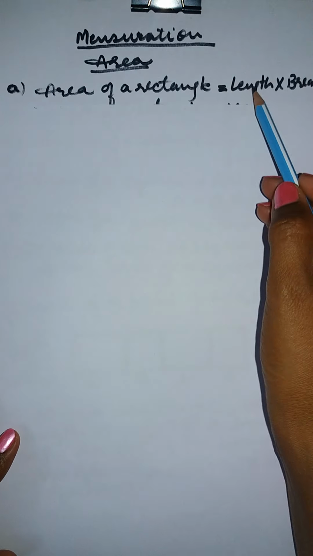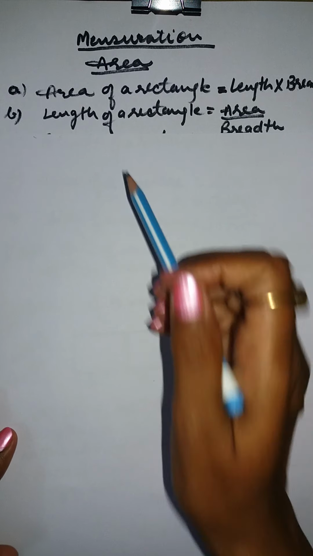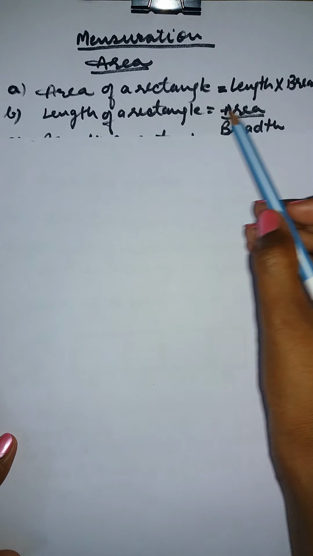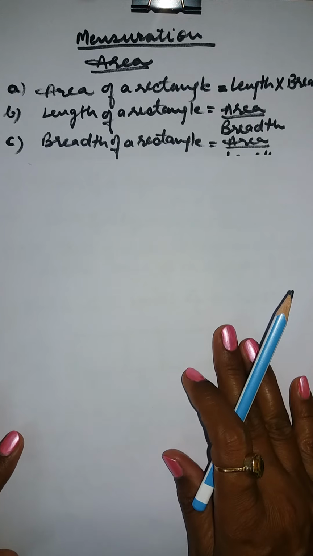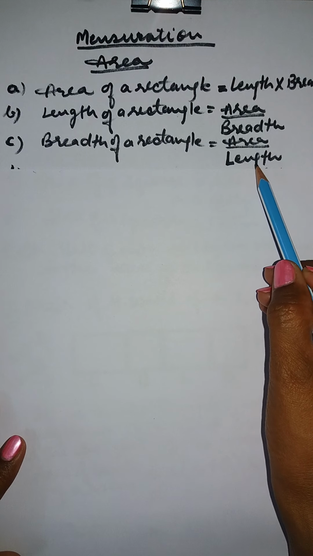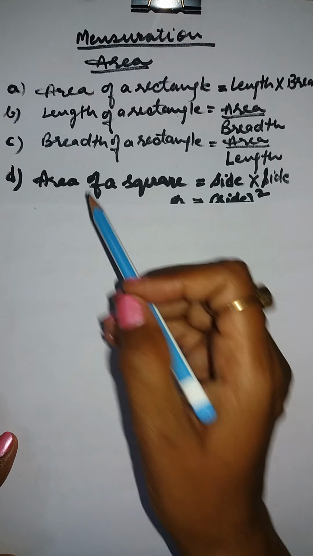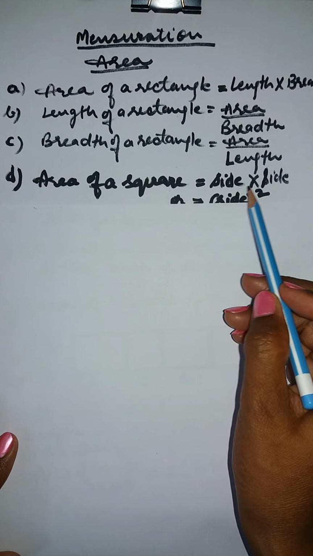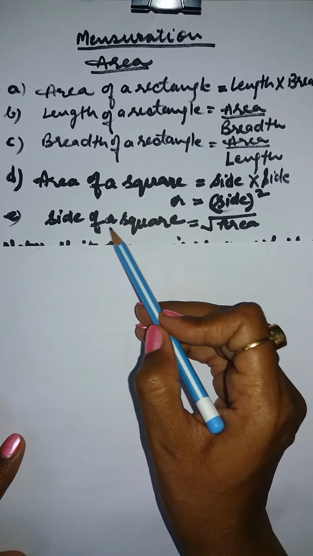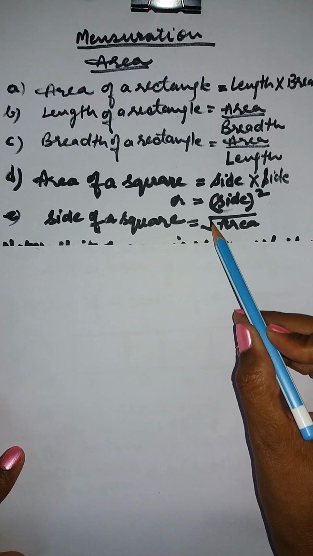Now moving in the topic, let us revise the area of the given rectilinear figure. Area of rectangle, we know its length into breadth. Where if we need to find the length of the rectangle, we divide the area by its breadth. And if we want to find breadth of the rectangle, we divide the area by its length. Area of a square is equals to side into side, or we can say side square. And if we want to find the side of a square, we take the under root of area.